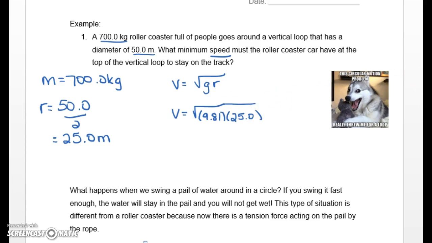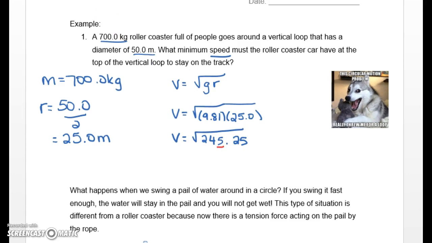If you want, you can either plug all this into your calculator at once, or you can simplify under your radical, which is what I will do right here. So we have 9.81 times 25.0, which if you plug that into your calculator is 245.25. I'm going to make sure I account for sig figs here. I just need to make sure I keep the same value for our radius. This one had 3 sig figs, so our answer here is going to have 3 sig figs as well.